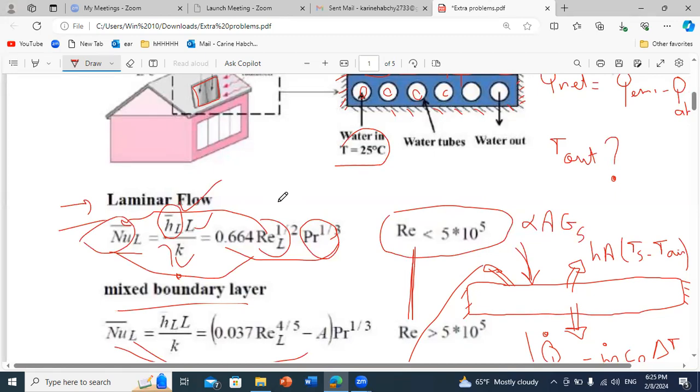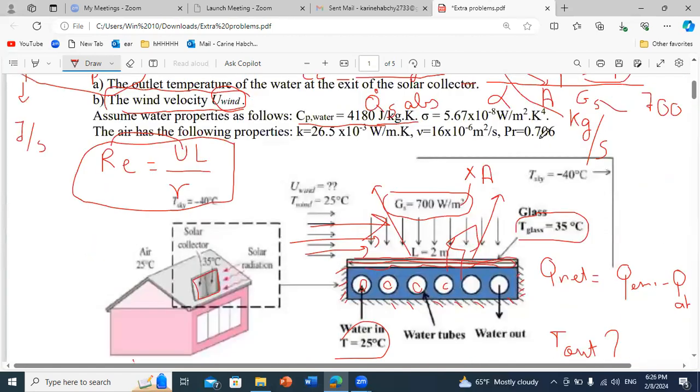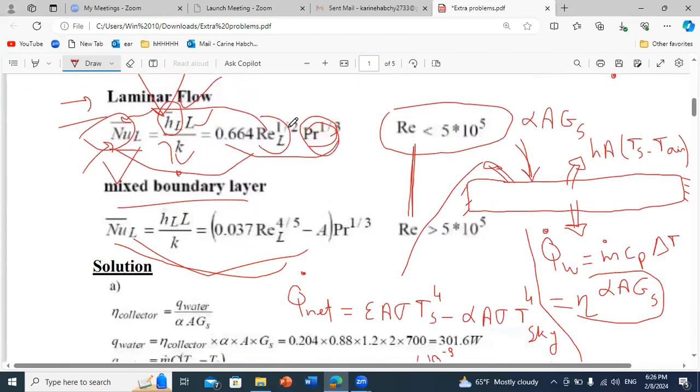Since you are not sure, you say, let me assume. You can make the assumption that you want. You can assume laminar or you can assume turbulent. And once you do your calculation, you should verify your assumption. What do we mean by this? Let's say you consider the flow laminar. You replace Nusselt by HL over K, you calculate Nusselt. Based on this, you have everything. The Prandtl number is given for you, it's 0.706. K is also given. So you will be able to calculate your Reynolds number.